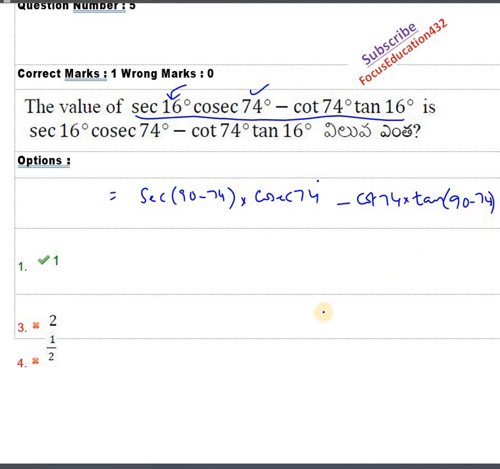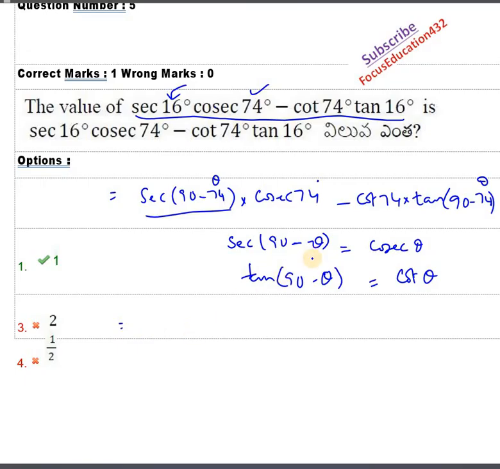Right. So what are the formulas for complementary angles? Sec 90 minus theta, consider this as theta. The formula used here is sec of 90 minus theta is equal to cosec theta. Here also we have tan of 90 minus theta, which is equal to cot theta. Theta is the angle. So sec of 90 minus 74, we have sec 90 minus theta means cosec theta. So here theta is 74.